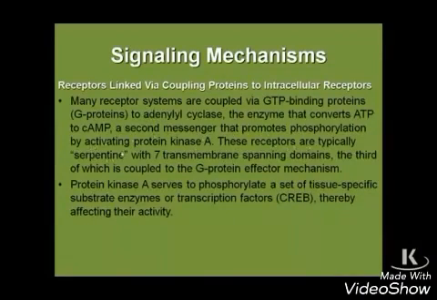Now, these receptors are typically serpentine-shaped receptors, 7 transmembrane spanning domains, the third of which is coupled to the G protein effector mechanism. So, a little bit of terminology. We tend to talk about adenylyl cyclase as the effector molecule, and we talk about cyclic AMP as the second messenger in this system. Now, protein kinase A serves to phosphorylate a set of tissue-specific substrates, or various transcription factors, the CREBs, thereby affecting their activity.